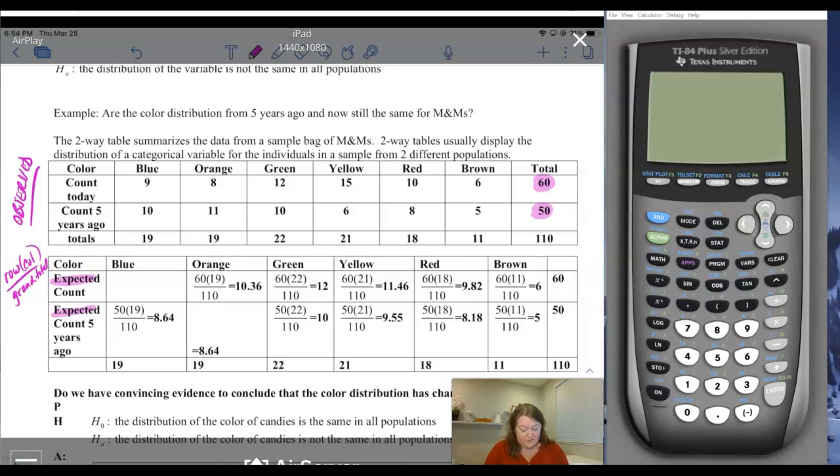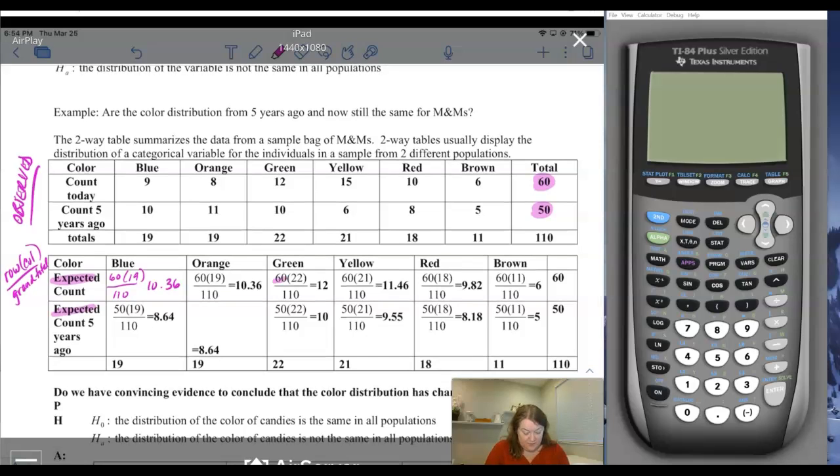So in our case for the first blue, the row total is 60, the column total is 19, and the grand total is 110. And that's going to look just like the one right next to it, which was 10.36. And we do this for every single one. So you'll notice this is a 60 for the row, a 22 for the column, and then they're always divided by 110 in this table because that's our grand total for the table.